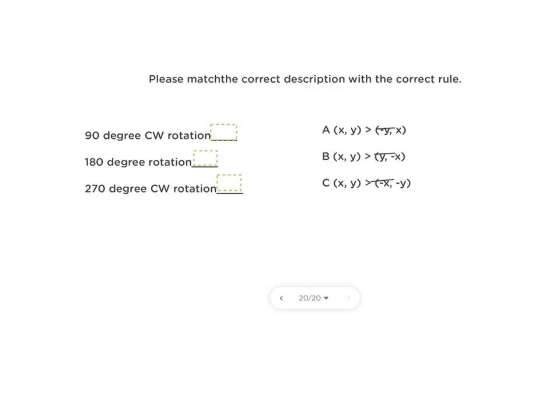Last problem that was on the test, a 90-degree clockwise rotation. So 90-degree clockwise, we're going to flip them, right? So x, y would become y, x, and then we take the opposite of the second. And so x, y would become y, negative x. That's going to be B. 180-degree rotation, that's where you take the opposite of both of them. So x, y is going to be negative x, negative y. That's C. And a 270-degree rotation, you flip them, take the opposite of the first. That's going to leave us with A.